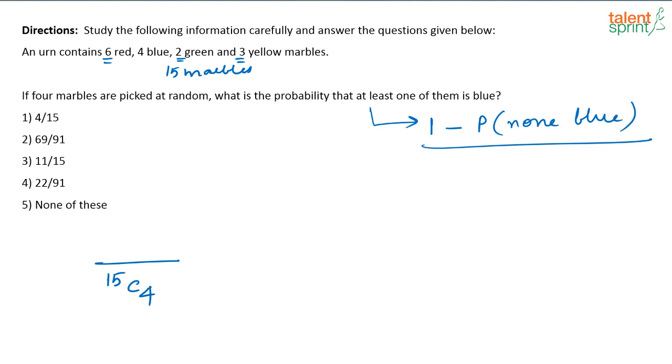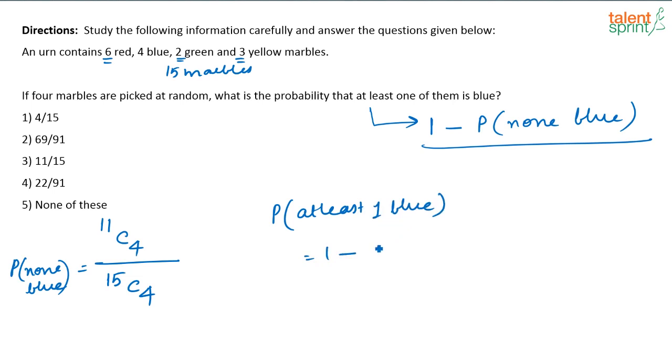Now which is my favorable case? My favorable case is the one where I am not selecting a blue marble. So how many marbles are there which are not blue? There are 11 marbles. So out of these 11 marbles, I am selecting 4 marbles. So this is my favorable case. So what is this probability? This probability represents the probability of taking 4 marbles out of which none of them are blue, right? So what is the probability that at least one is blue? It is nothing but 1 minus 11C4 by 15C4.